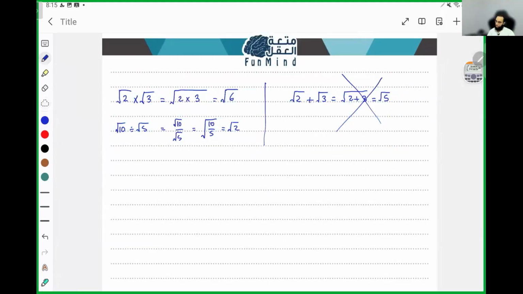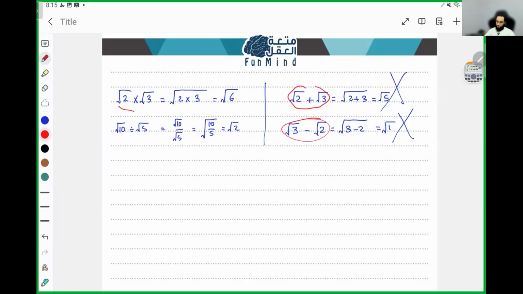Clear? Also with the subtraction. If it is root 3 minus root 2, could you do it as 3 minus 2, like 1 here? No, it's not correct. The answer is root 2 plus root 3 as itself. It has no further simplifying. Also here, this is the answer. This is the simplest form.